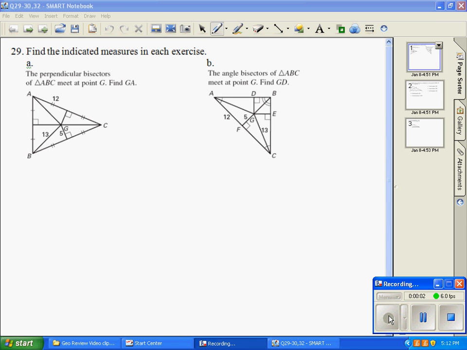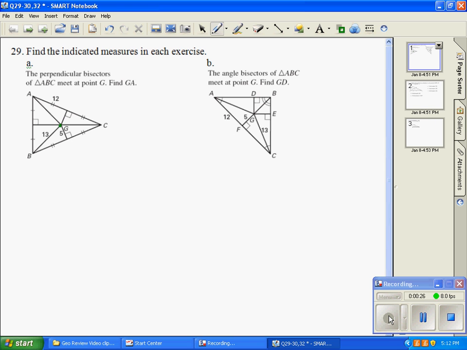Okay, find the indicated measures. So looking at the first triangle, they tell us that we have perpendicular bisectors of A, B, C, and they meet at point G. Okay, so since we have perpendicular bisectors, we know that the point where they intersect is equidistant from each one of the vertices.